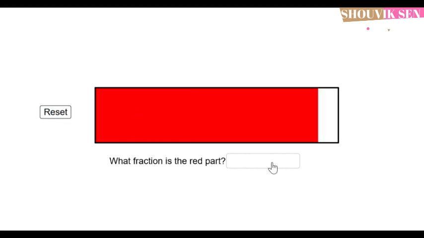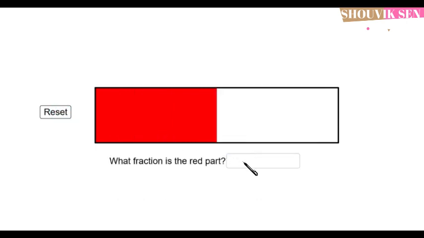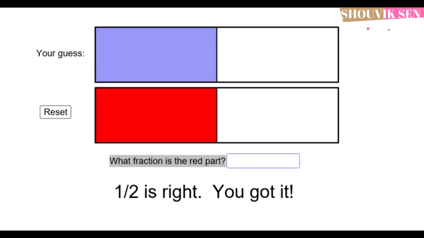Let's try for this. I am guessing 11 by 12. If I divide this rectangle into 12 parts, then the red part will be 11. Yes, I am right. And see, my guess was 11 by 12. On the top blue portion, the guess is written, and then the answer is given to us in the red portion. This part I will say 1 by 2. Alright, it looks like half, isn't it? Totally, I will guess 1 by 2, and yes, I am right here also.